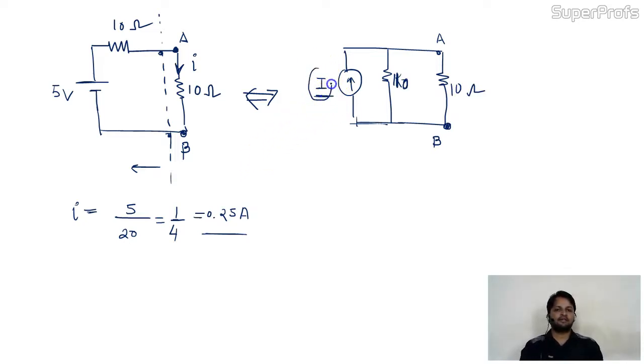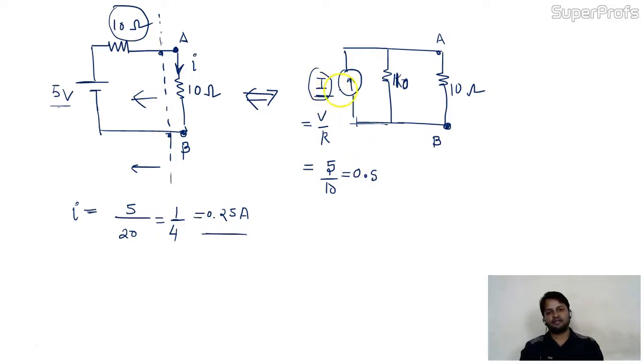The value of this current is V by R. What is V? V is 5. What is R? R is this 10 only. Don't consider this 10 and then 20, because we are looking at this circuit from A and B. So 5 divided by 10 means 0.5. So the value of this current is nothing but 0.5 ampere.